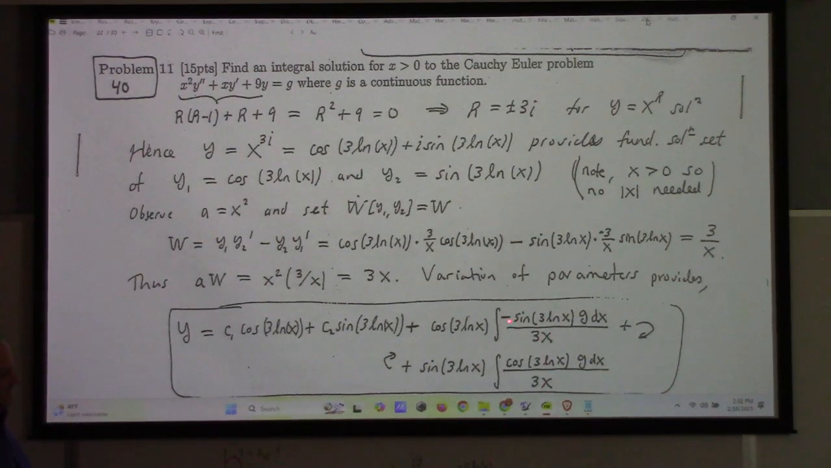And here, this is minus y2g, and this is y1g. This is the v1 formula. This is the v2 formula. Make sure you have those on your card.